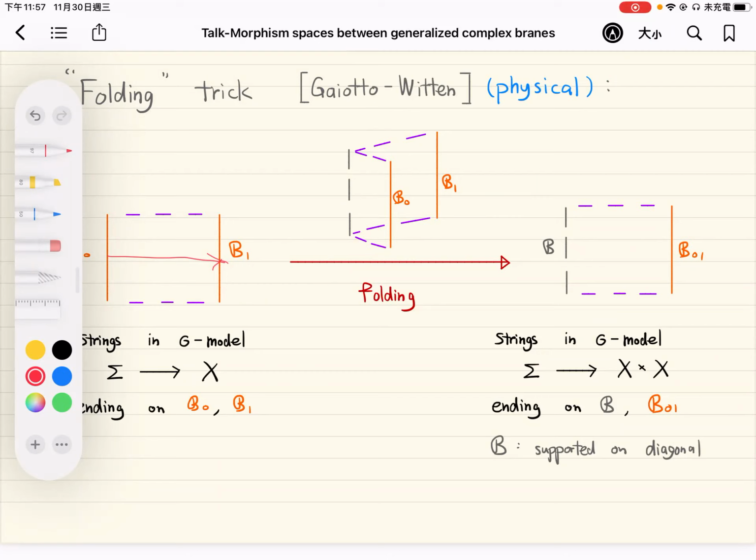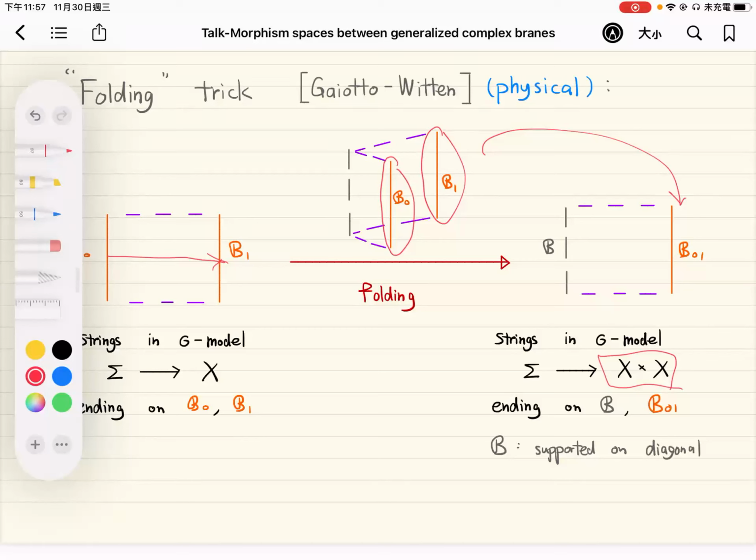One endpoint lies in the boundary condition B0, which is a brane, and the other endpoint lies in another boundary condition B1, which is also a brane here. Then the folding trick says that we can just fold the worksheet and form another worksheet. But after the folding, the boundary conditions B0 and B1 become a new boundary condition on one side, by considering strings sending to the double target X cross X here. I will call this new boundary condition B01.